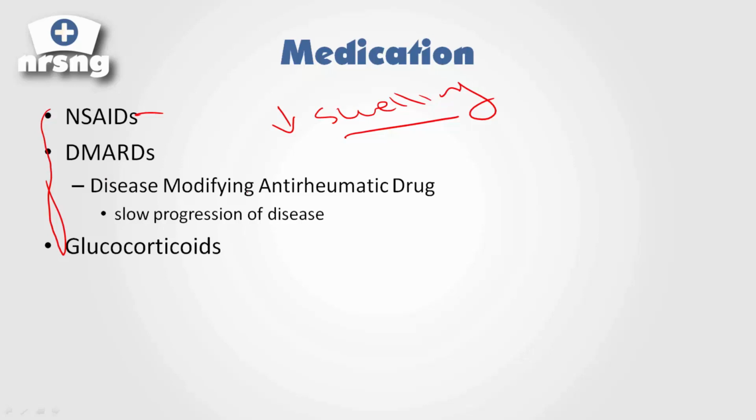NSAIDs, of course, you know. DMARDs are disease-modifying anti-rheumatic drugs, and all they really do is slow the progression of the disease, okay? And these are specific to rheumatoid arthritis. But we have glucocorticoids as well, which are going to help with inflammation and swelling, as well as immune reactions, okay? So that's how we're going to manage rheumatoid arthritis.